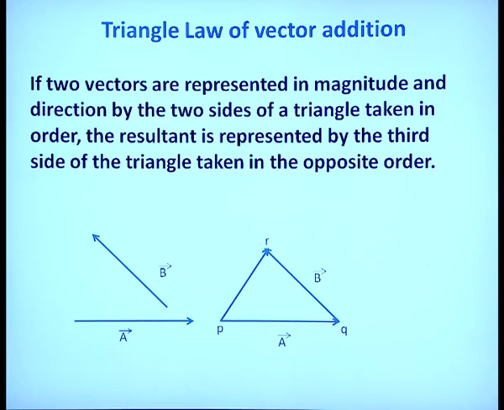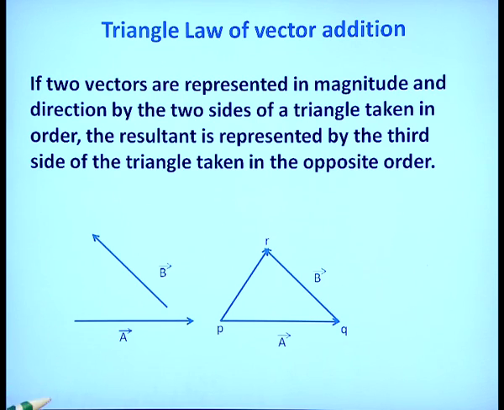Now, what is the triangle law of vector addition? If two vectors are represented in magnitude and direction by the two sides of a triangle taken in the same order, the resultant is represented by the third side of the triangle taken in the opposite order. You can see on your screen there are two vectors A and B. Now we will represent the two vectors by two sides of a triangle. You can see there is a triangle PQR. Now we can represent the vector A by the side PQ of the triangle PQR.